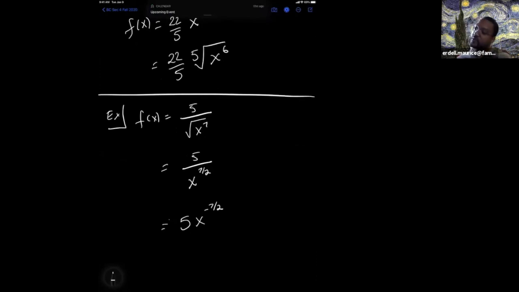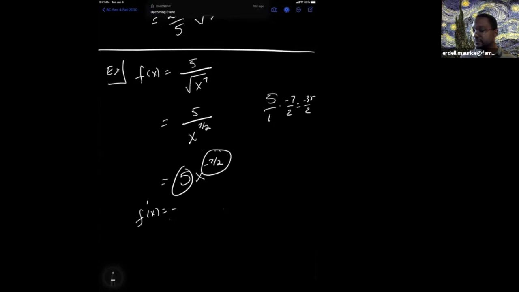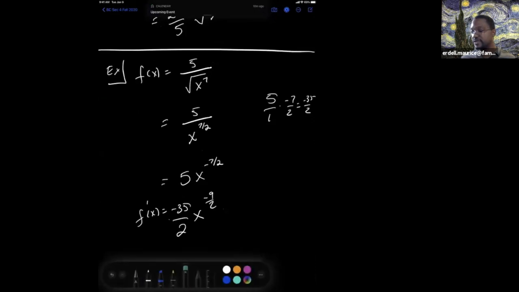So this question had both a fraction and a radical in it. But now I have this right here. I can then work to my derivative. 5 times negative 7 over 2 is negative 35 over 2. Negative 7 over 2 is going to give us negative 9 over 2 when I subtract. Negative 7 minus 2 is negative 9 over 2.